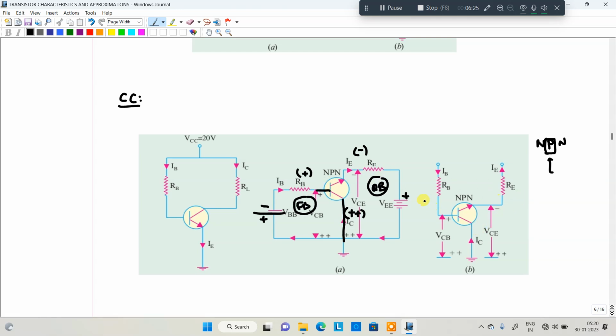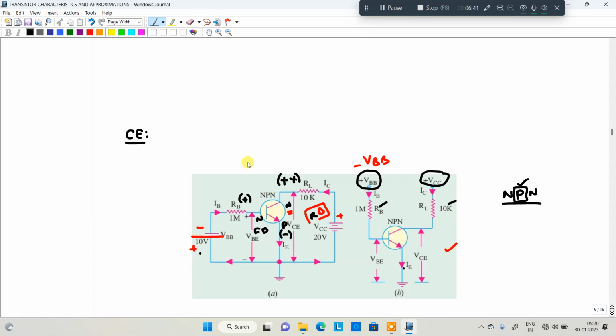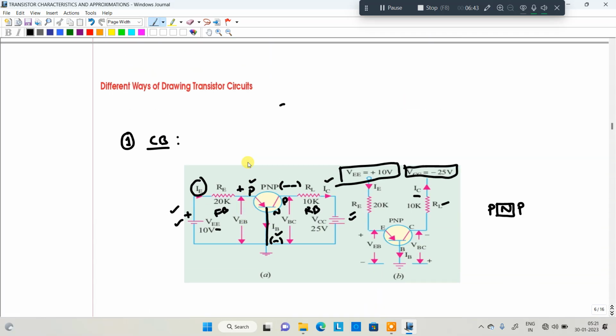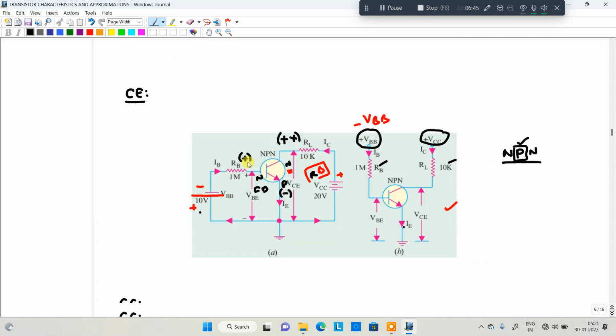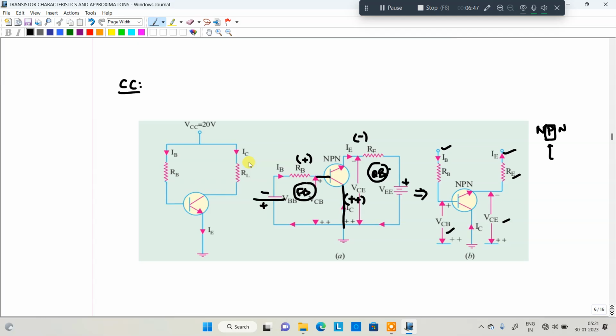So again, to draw this particular diagram equally, IB is the current here, IE is the current here, as well as NPN transistor, VCB, VCE. Okay, this is a way to represent the common collector configuration. In all three cases, this is a representation for the diagrams of common emitter, common collector and common base.